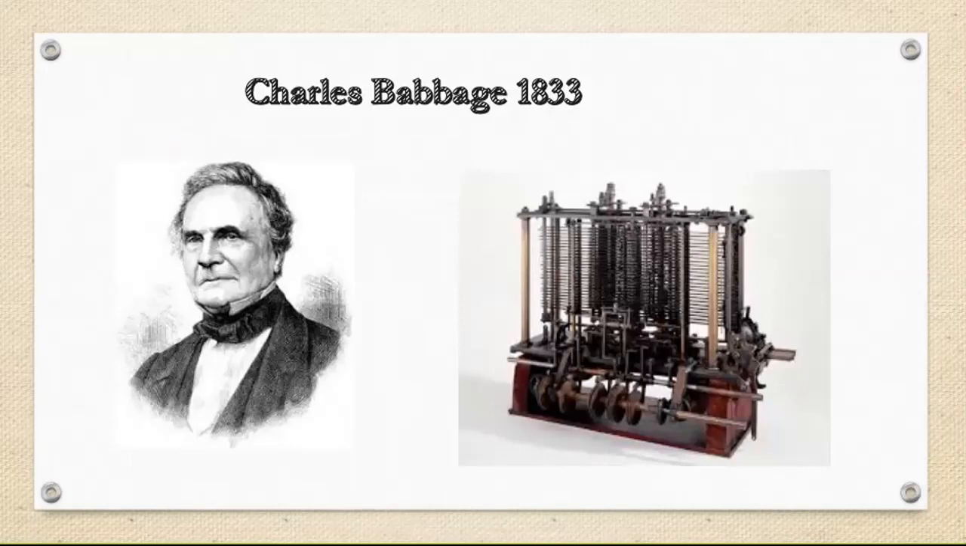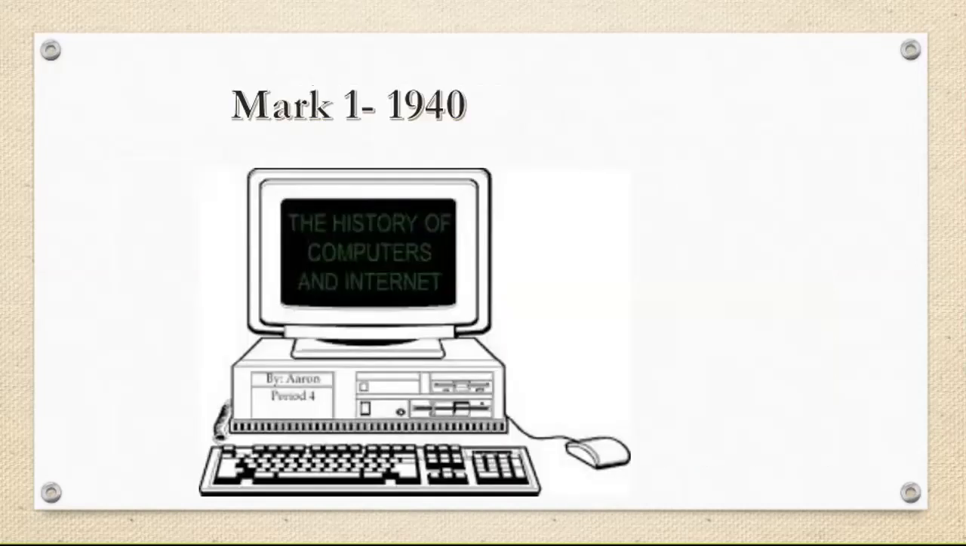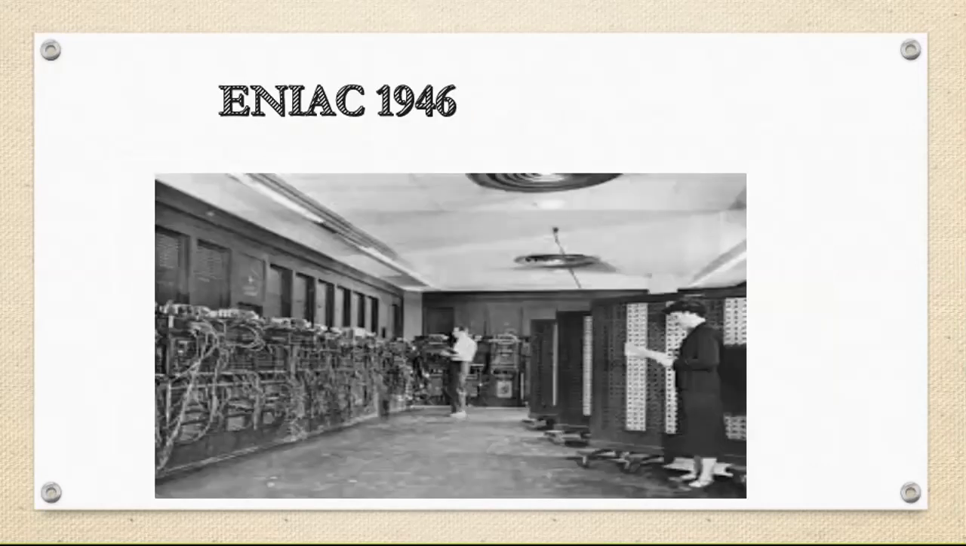In 1833, Charles Babbage, the father of computers, tried to make a machine that could do things the modern computer does, but the parts had not been invented. In 1940, the Mark I was amongst the first electronic computers to be invented. In 1946, the ENIAC, the first electronic computer, could solve problems at a faster speed than any other computing machine at the time.